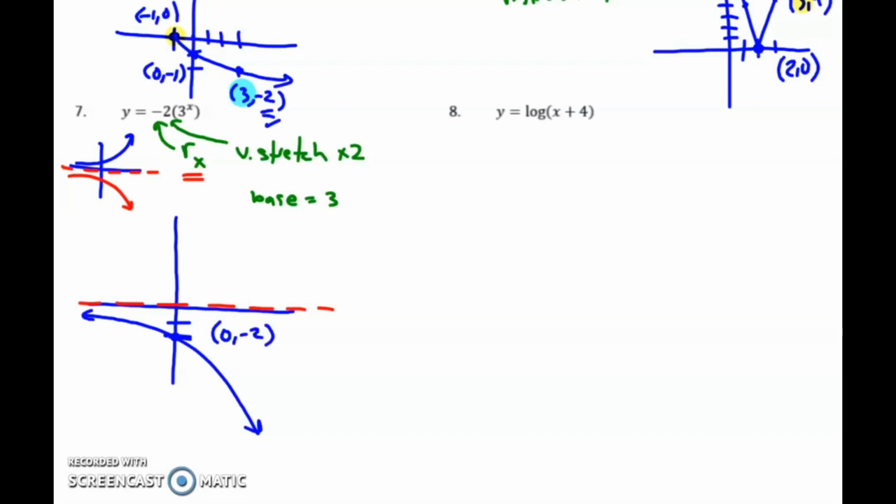So what happens? Well, my next key point, if you remember, up here was 1, base. Well, I have to do two things. I have to reflect that in the x, and then I have to multiply that y coordinate by 2 because that's my vertical stretch. So my base is 3. So normally my key points for an exponential function with a base of 3 is going to be 0, 1, and 1, base, 1, 3. All right, well, I have to take that 1, 3, reflect it in the x, so it's going to be 1, -3, and then multiply it by 2. So my graph's not super accurate here, but I'm just going to label this as 1, -6.